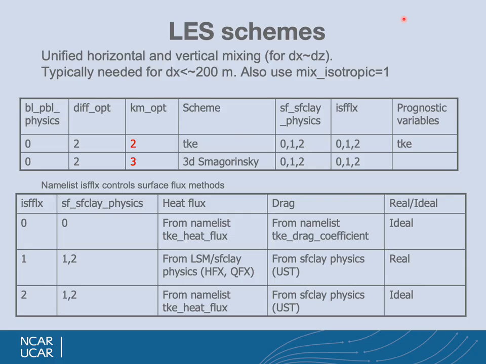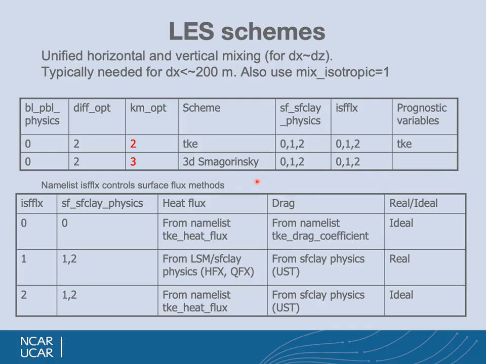There are several ways of running the LES scheme in WRF. Notice there's one option here called mix isotropic, which forces the horizontal and vertical length scales in the subgrid turbulence to be the same. If you don't do that, they'll depend on the respective grid sizes. The first choice you have with LES is whether to use a TKE or 3D Smagorinsky option. For that, the difference is km_opt. You would use diff_opt equals 2 and km_opt equals 2 or 3, 2 for the TKE and 3 for the Smagorinsky. When you turn on the TKE option, you have the extra prognostic variable, which is TKE.